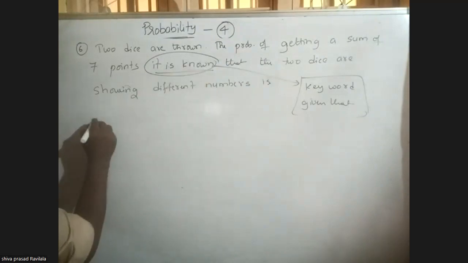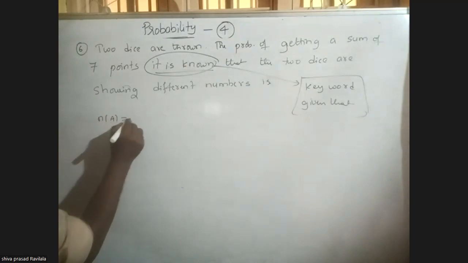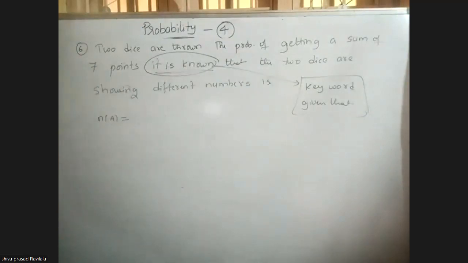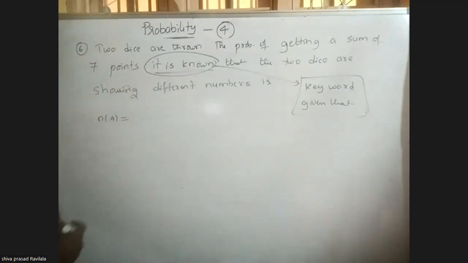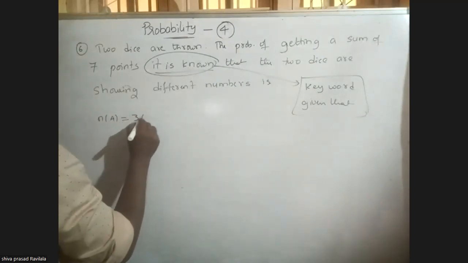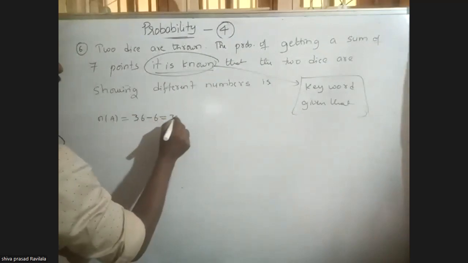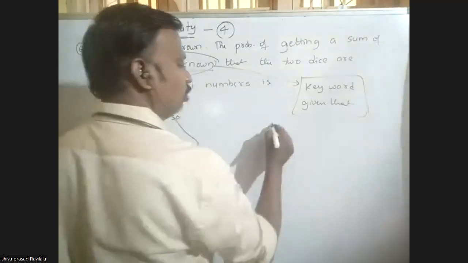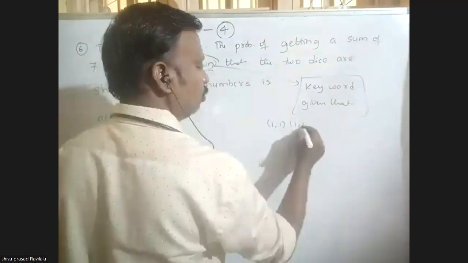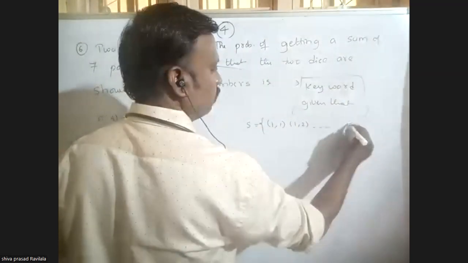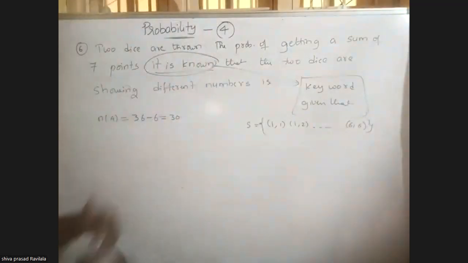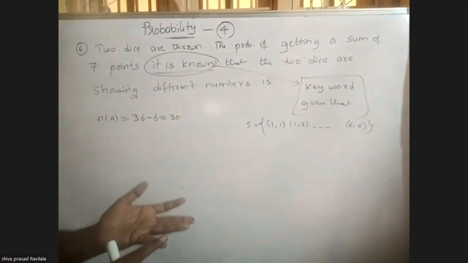You consider that as n of A. How many different numbers when two dice are thrown? When two dice are thrown, automatically 1,1, 1,2, 1,3. How many? 36 minus 6, that is equal to 30. Sir, how 6? Total numbers 1,1, 1,2, and so on. Sample space contains all these. Then the last one is 6,6. Same number means only 6. That is 1,1, same number.